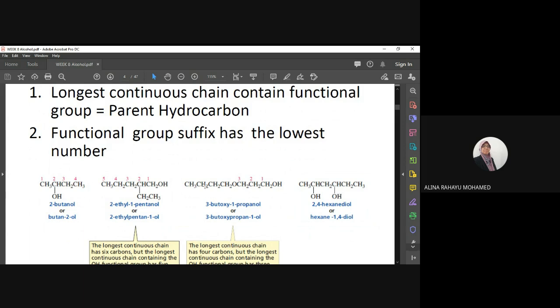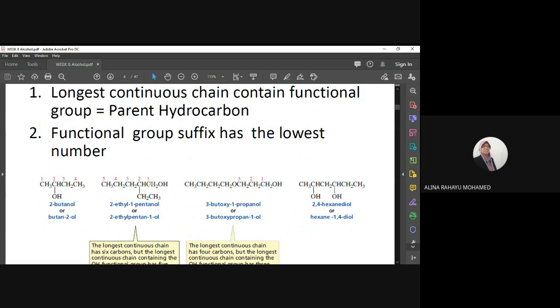For this one, let's try. So this is 1, 2, 3, and in the middle there is an O group. This is methoxy. And this is 1, 2, 3, 4, 4 carbons. So this one, 1, 2, 3, is propanol, and at carbon number 3 there is a methoxy group, so 3-methoxy-1-propanol.